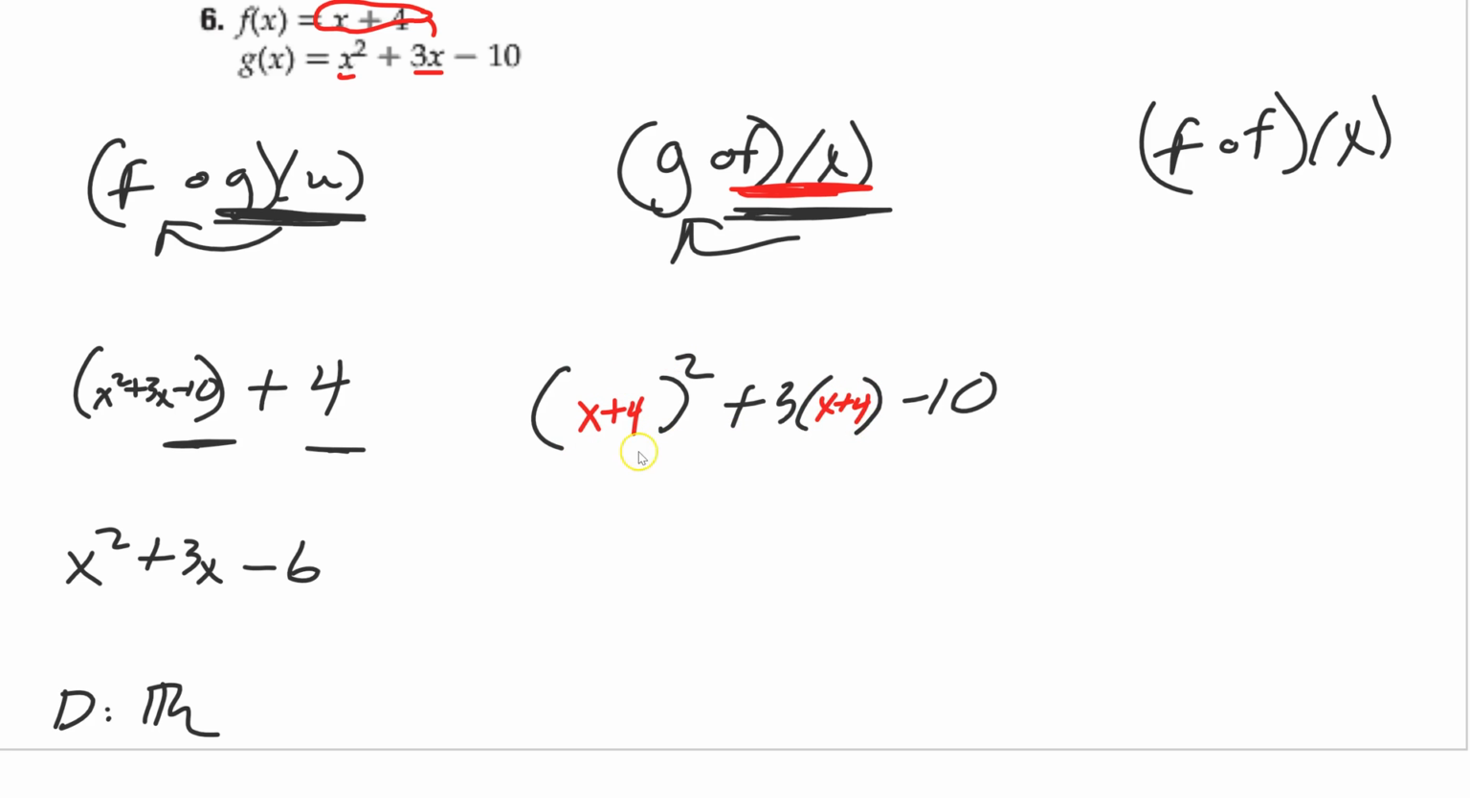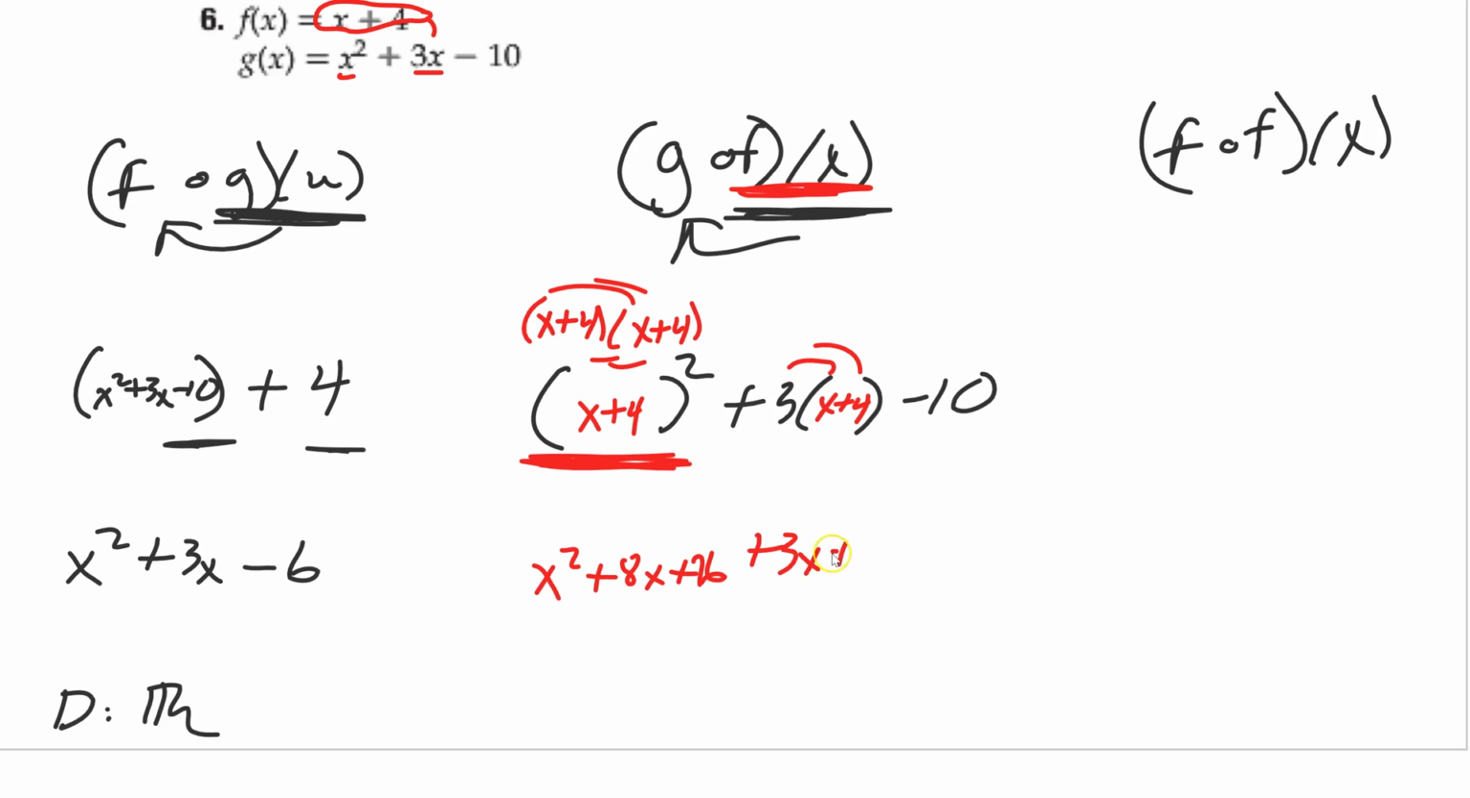Now, I could stop there, but we can do this. Remember, x plus 4 squared, don't give me x squared plus 16. Remember, that's x plus 4 times x plus 4. We'll multiply it out. Hopefully you get faster at that. It's x squared plus 8x plus 16. Distribute that, you get 3x plus 12 minus 10. Combining all the like terms, 2 plus 16 is 18. So x squared plus 11x plus 18. Domain, again, no fraction, no square root, all real numbers.